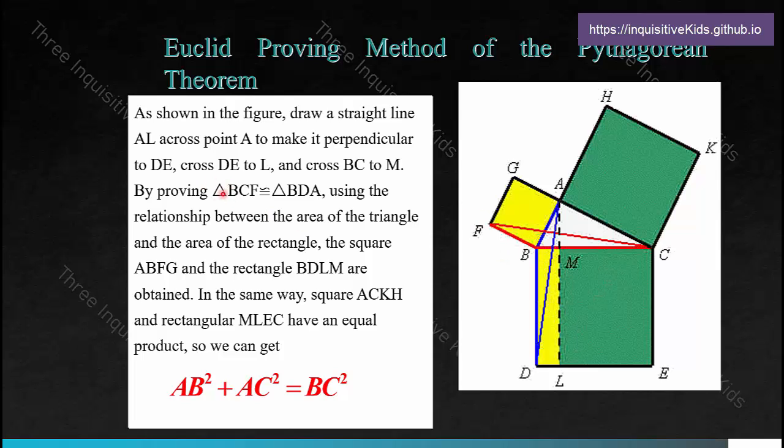By proving triangle BCF is congruent to triangle BDA, using the relationship between the area of the triangle and the area of the rectangle, the square ABFG and the rectangle BDLM are obtained. In the same way, square ACHK and rectangle MLEC have an equal product, so we can get AB squared plus AC squared equals BC squared. And as you can see, this is what's going on right here in angle A. Angle BAC is a right angle.